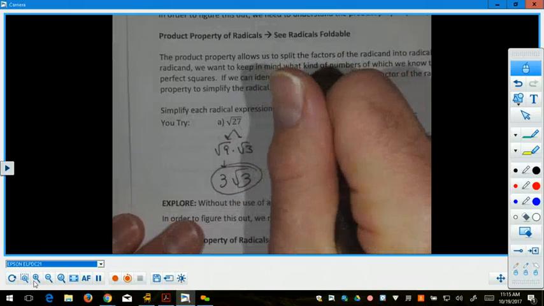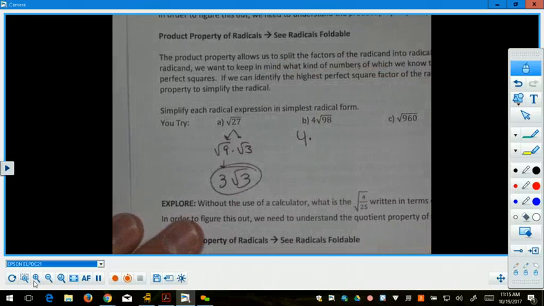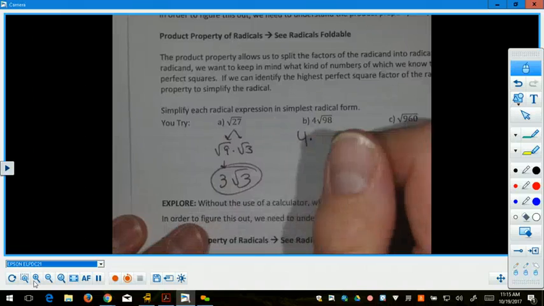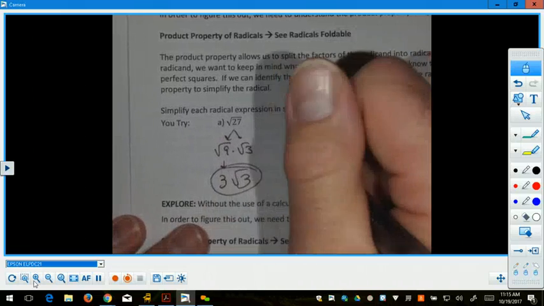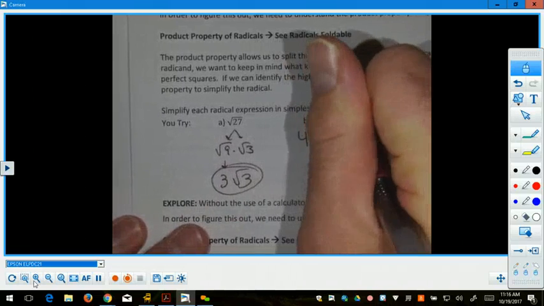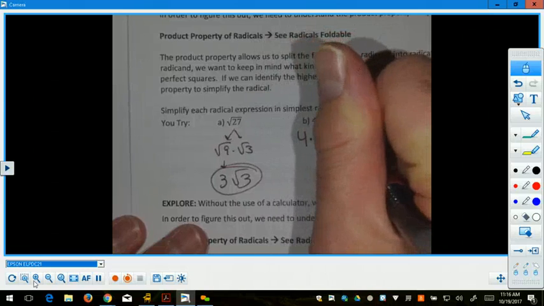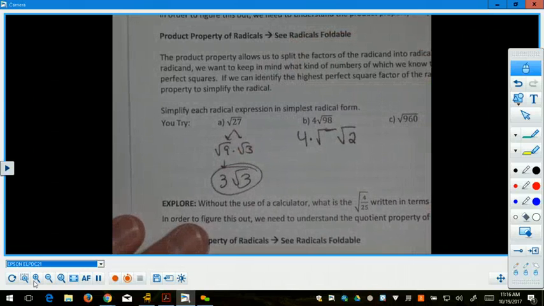Now I have this 4. I have to leave it out there. It's not under a radical, but it is being multiplied. I have to break down 98. Does anyone know a perfect square that goes into 98? 2 is not a perfect square, but good news. What would I multiply with it?